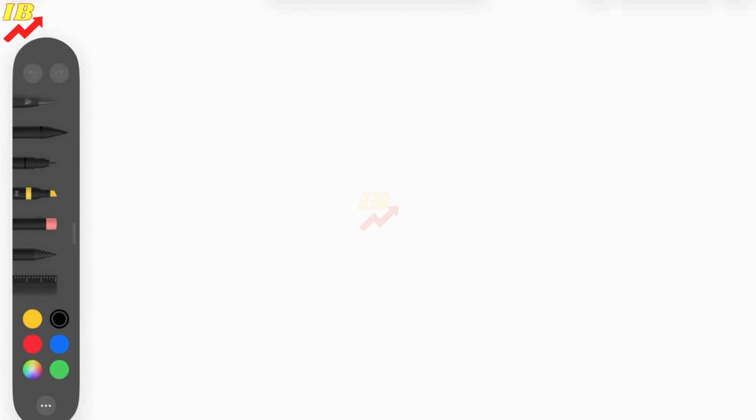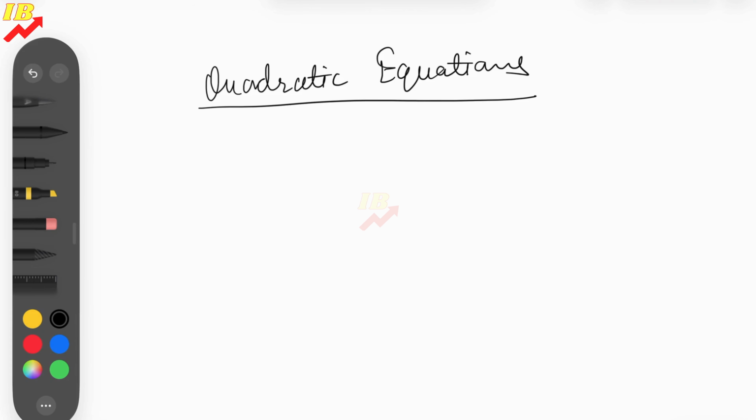So let's start today's topic. Today we are going to understand quadratic equations. Firstly, we need to break down this terminology so that we can understand it better, right?